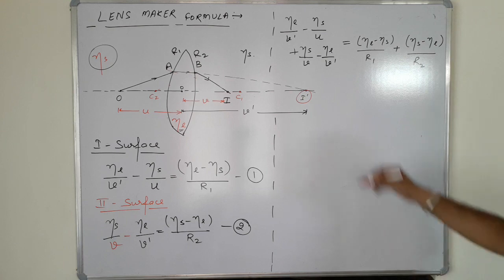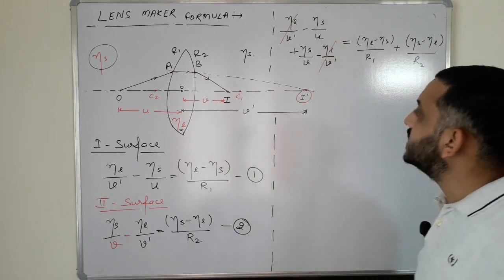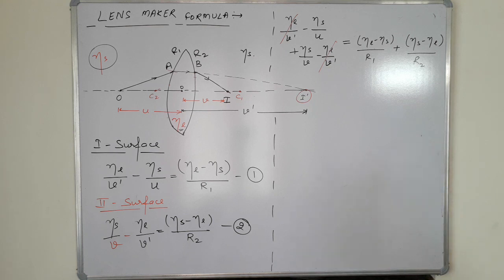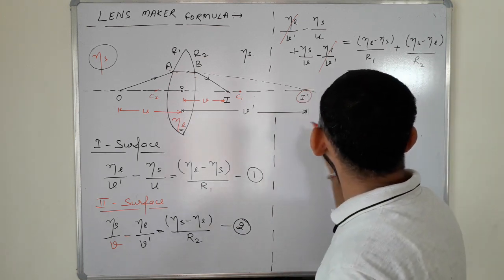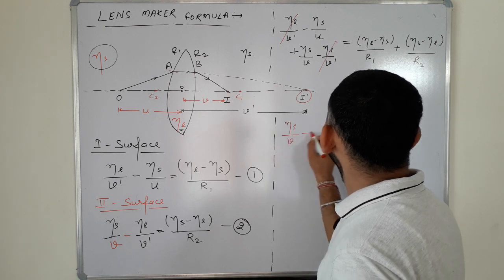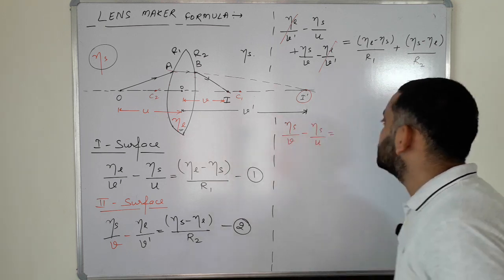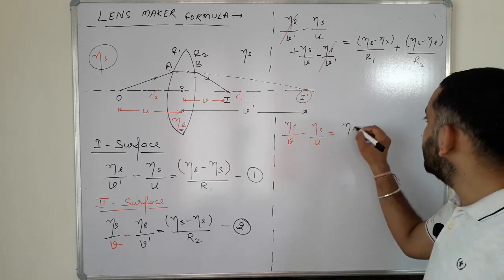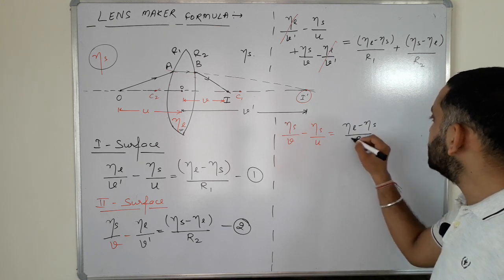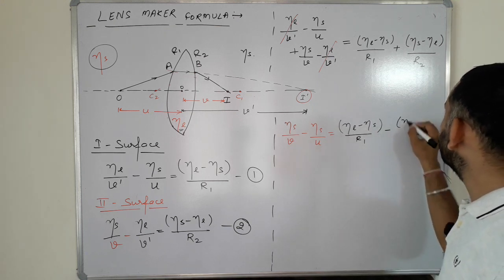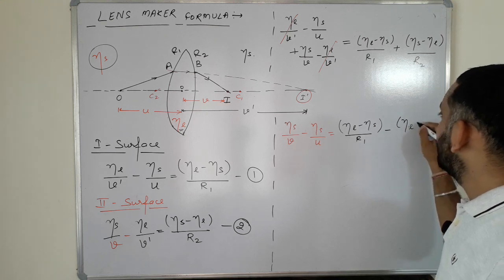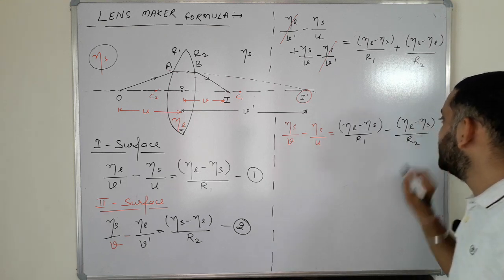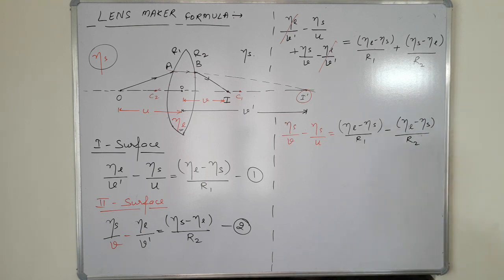Something is cancelling out. See, neta L by V dash plus and minus neta L by V dash, these two things will cancel out each other. Okay, so what is remaining? The remaining part will be neta S by V minus neta S by U is equal to. Now see what we are doing here. Shall we write this as neta L minus neta S by R1 minus neta L minus neta S by R2? Yes, we can write it like this or not? Of course we can write, beta.